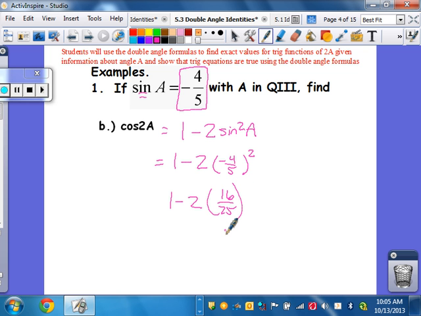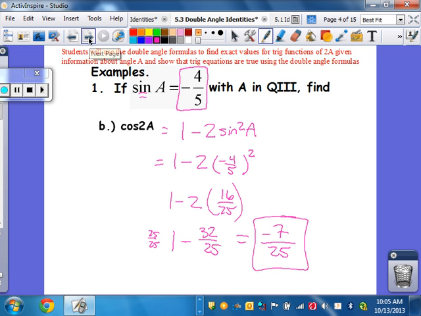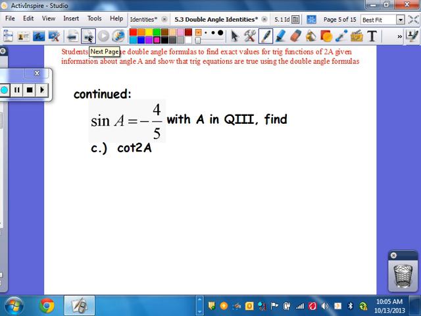If I times that by 2, it's 1 minus 32 over 25. And then 1 minus that, this is like saying 25 over 25. 25 minus 32, negative 7 over 25. Okay? Easy peasy. So you just got to find the one, and you would get the same answer if you picked any other one of those cosine double angle formulas.